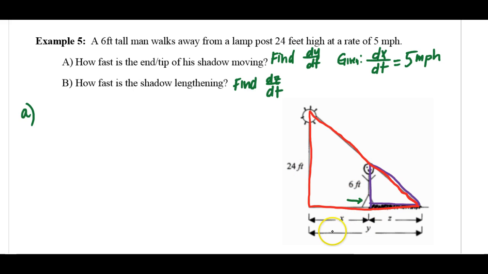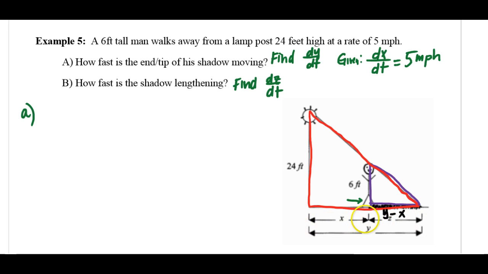So if this whole length here is y, and this distance here is x, well, I don't want to include z in part A, because I don't have any information about z for part A. So instead, I want to think of this distance here only involving y and x. So this z could really be thought of as y minus x.